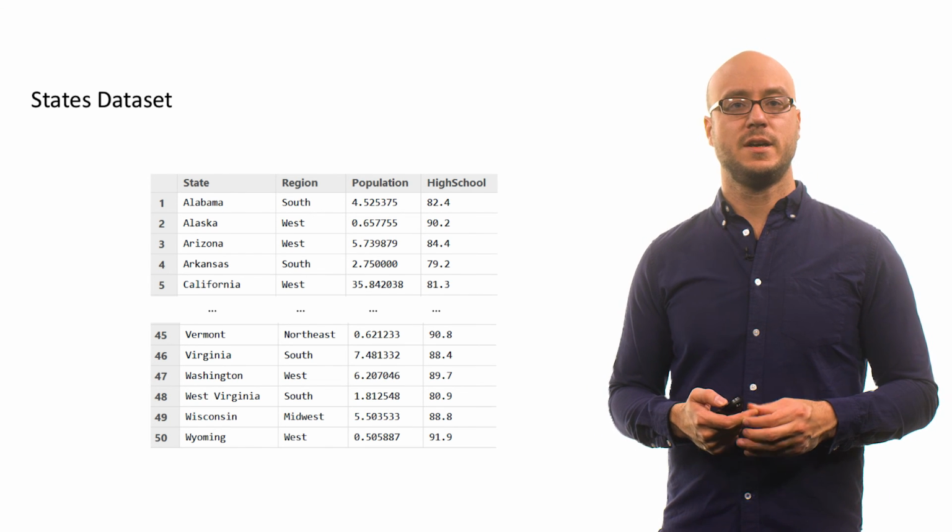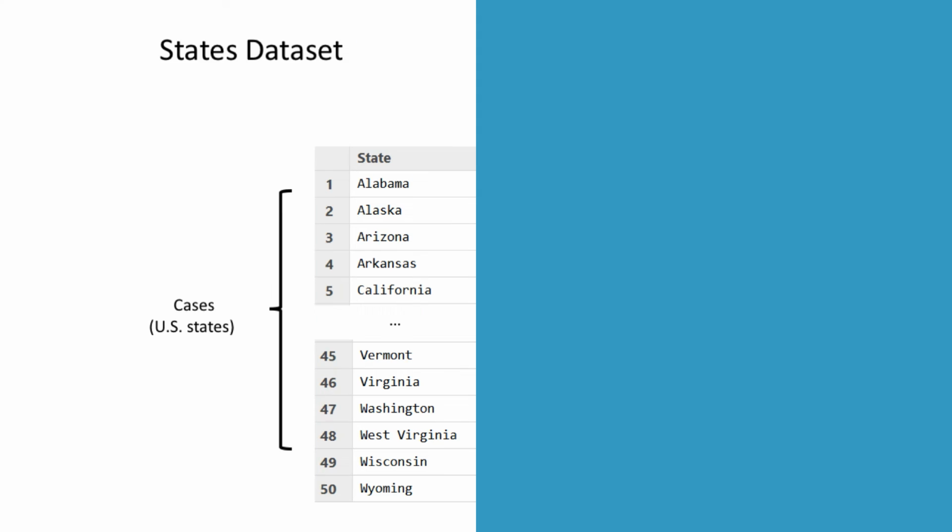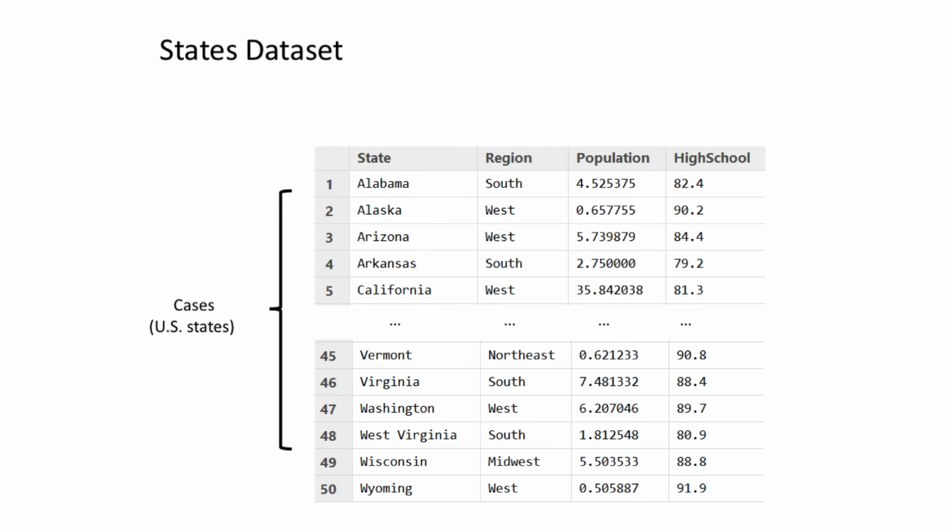So this is a data set. We have 50 states in the United States, Alabama, Alaska, all the way down to Wyoming. It's listed alphabetically. And then we have various characteristics. Here we've shown the region, the population of the state, and the percent who graduated from high school in these different states. High school is roughly 12 years of education.